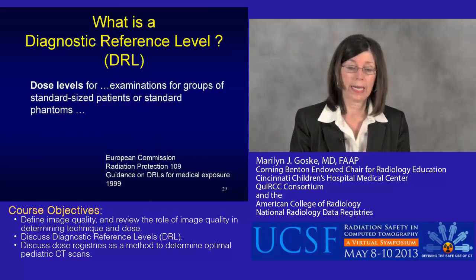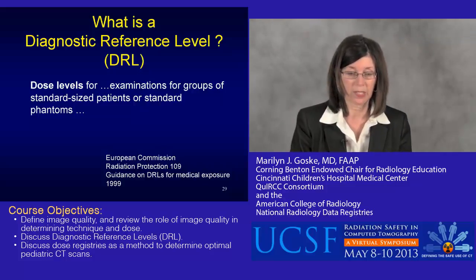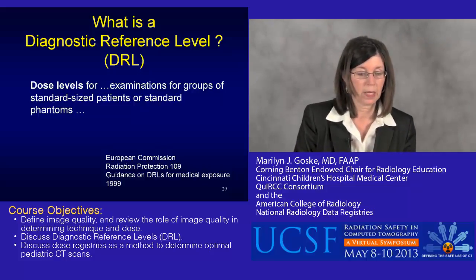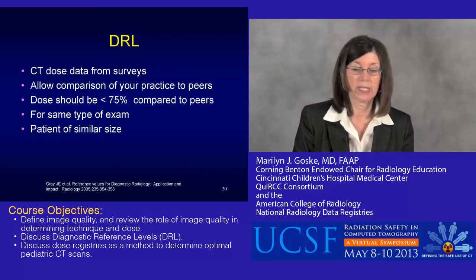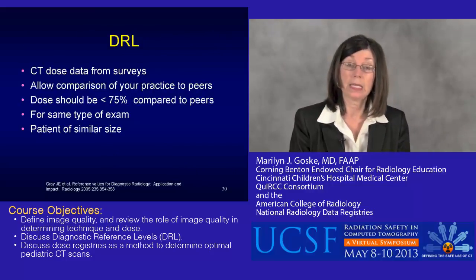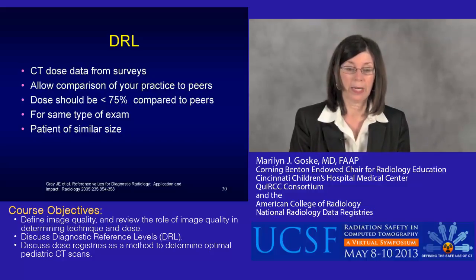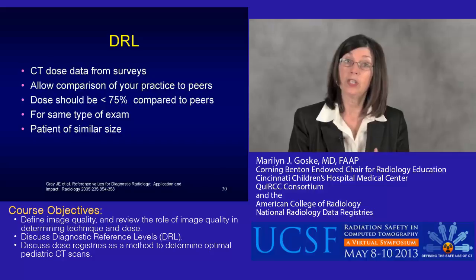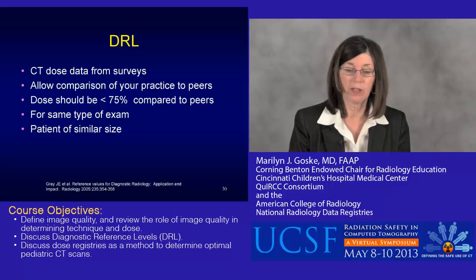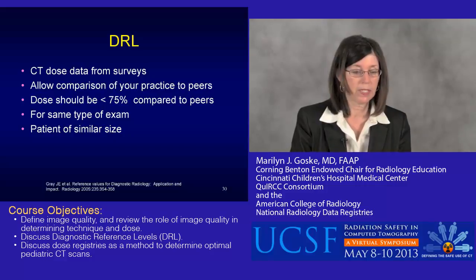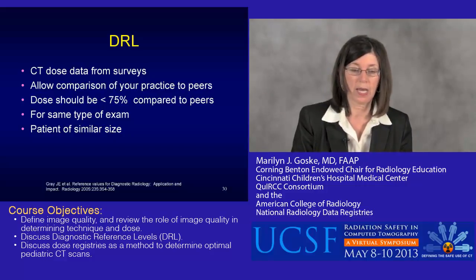So what is a diagnostic reference level? It relates to dose levels for exams for groups of standardized patients or phantoms. One of the things to understand on this next slide is that DRLs are derived from surveys. They allow comparison to your peers, and the dose should be approximately 75th percentile compared to your peers for the same type of exam for a patient of the same size.